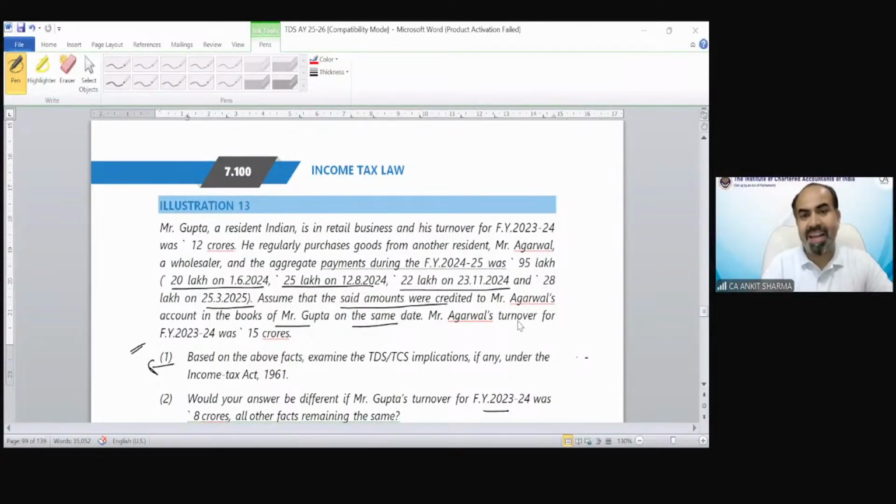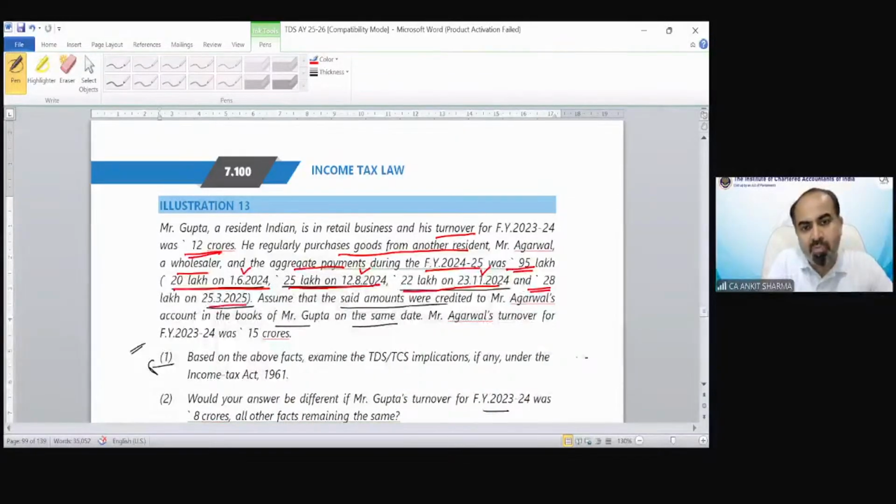So Mr. Gupta, a resident Indian, is in retail business and his turnover for the financial year 23-24 was 12 crore rupees. He regularly purchases goods from another resident, Mr. Agarwal, a wholesaler, and the aggregate payment during financial year 24-25 was 95 lakh. 20 lakh out of this 95 lakh was paid on 1st June 24, 25 lakh on 12th August 24, 22 lakh on 23rd November 24, and the balance 28 lakh on 25th March 25. Assume that the said amounts were credited to Mr. Agarwal's account in the books of Mr. Gupta on the same date. Mr. Agarwal's turnover for financial year 23-24 was 15 crore. So based on the above facts, examine the TDS implication, if any, under the Income Tax Act.